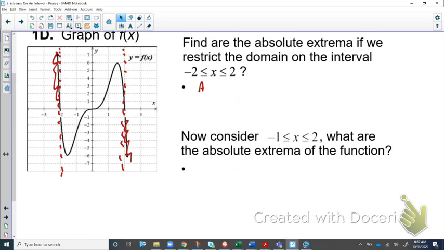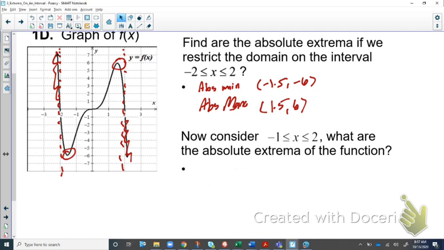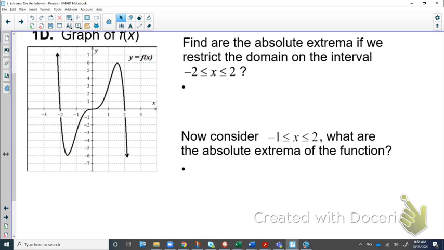So here, the absolute min is going to be right here on the interval at about (-1.5, -6), and the absolute max is going to be here at (1.5, +6). All right, so now we're going to change the restrictions on the domain. So let's see. Let me go ahead and clear all this stuff off and we'll just start over.